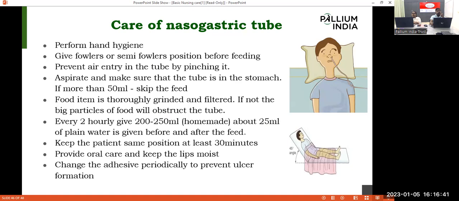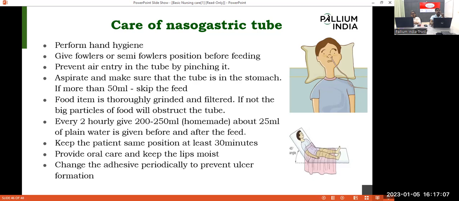Then, to confirm the position, aspirate. If more than 50 ml of stomach content is coming, we need to skip the feed and wait for some time. Then whatever food item we give should be thoroughly ground and filtered. If any crystal part is in the feeding, it will obstruct the tube, so we need to avoid that.